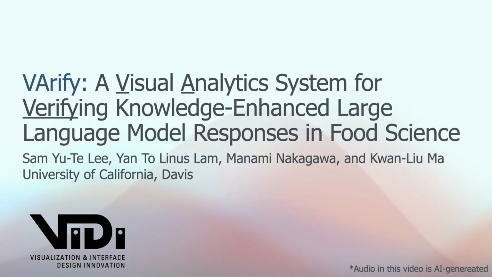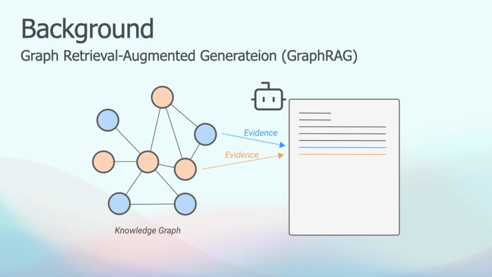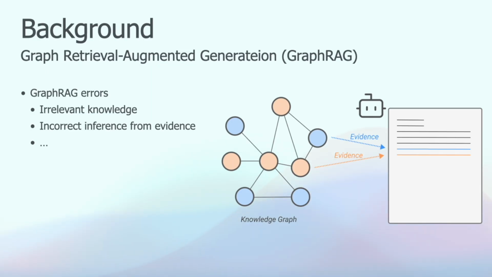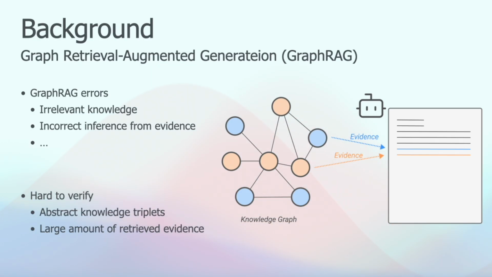In this work, we introduce VArify, a visual analytics system for verifying knowledge-enhanced large language model responses in food science. Graph retrieval augmented generation, GraphRAG, is a technique that uses knowledge graphs to enhance the performance of large language models in question-answering tasks. However, GraphRAG can still generate hallucinated responses, and it is challenging for users to verify the responses due to the complexity of the underlying knowledge graph and the large amount of evidence.